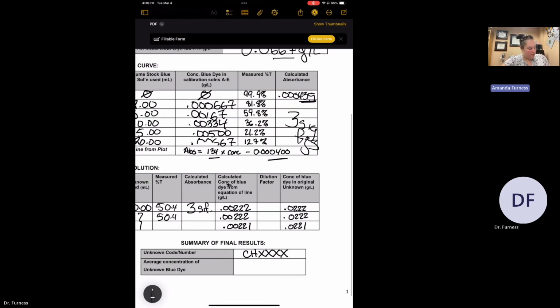All right, make sure that you include your unknown number and then what the average is down here. So my average was 0.0222, and this would be grams per liter. Okay, so that's kind of the quick way of doing the calculations using Excel.